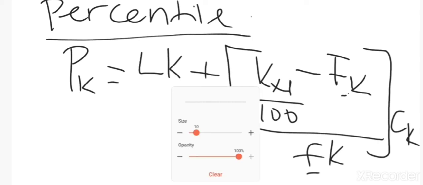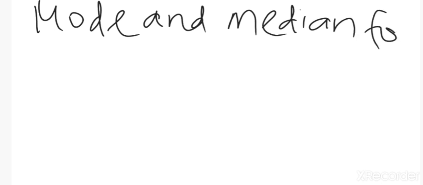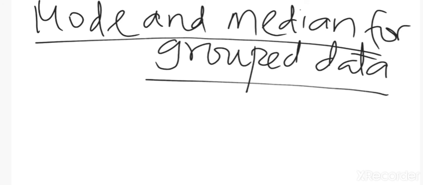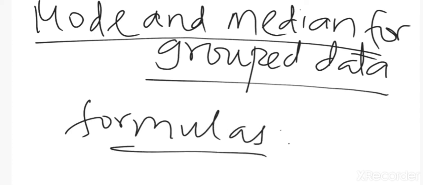There is another formula which is necessary. It is how to calculate mode and median for the grouped data. So there are different formulas that are used in calculating mode and median for grouped data. Let us see these formulas.